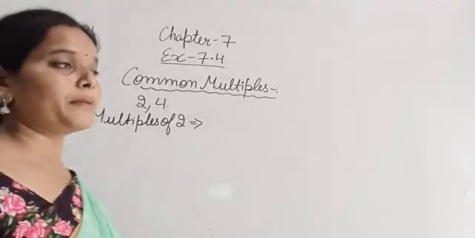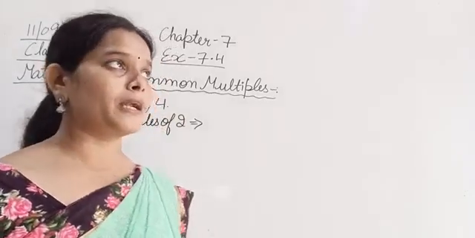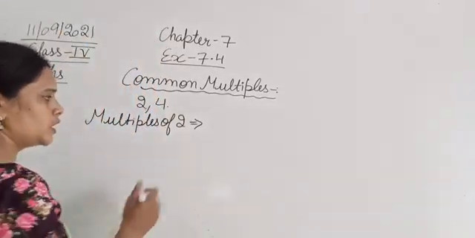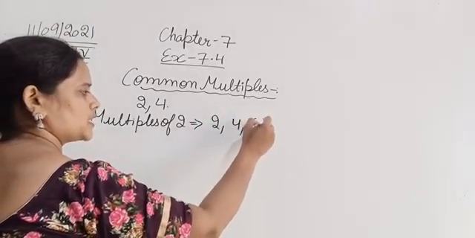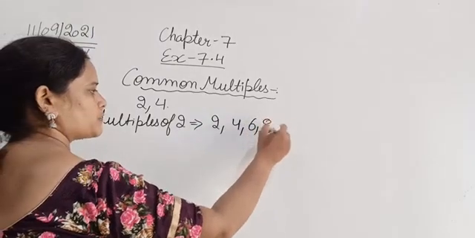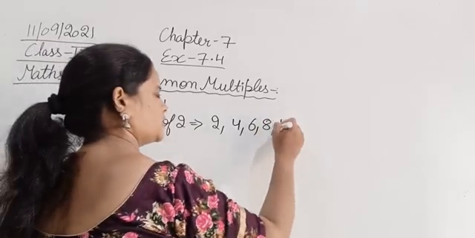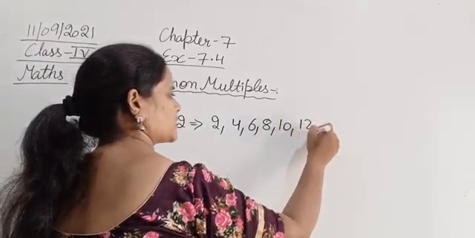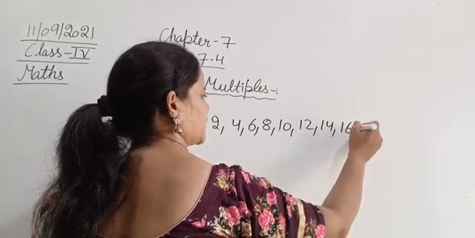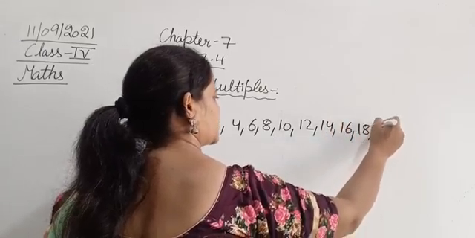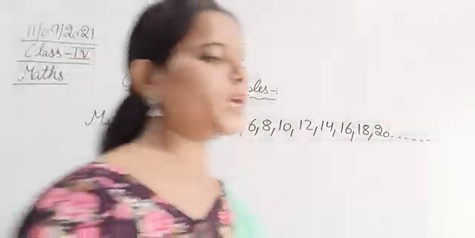So देखिए, again multiples means similar, that means you have simply to write the table of 2. Okay, multiples of 2, that is 2 ones are 2, 2 twos are 4, 2 threes are 6, 2 fours are 8, 2 fives are 10, 2 sixes are 12, 2 sevens are 14, 2 eights are 16, 2 nines are 18, 2 tens are 20, and so on.